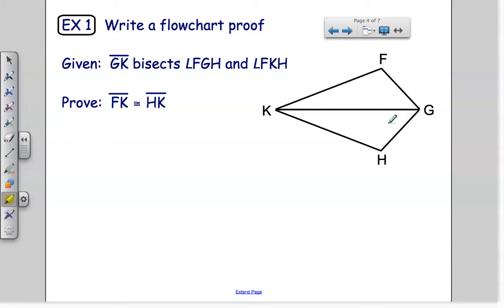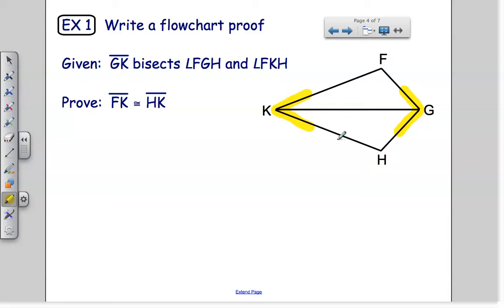FGH. Angle FGH is this entire thing. Oh, and it bisects angle FKH. FKH is this entire angle. Interesting. I know that GK bisects both of those angles. And ultimately I'm trying to prove that line or side FK is congruent to HK. FK and HK are congruent.